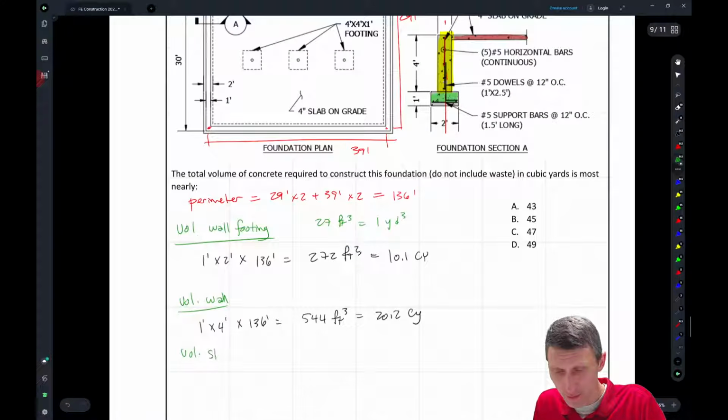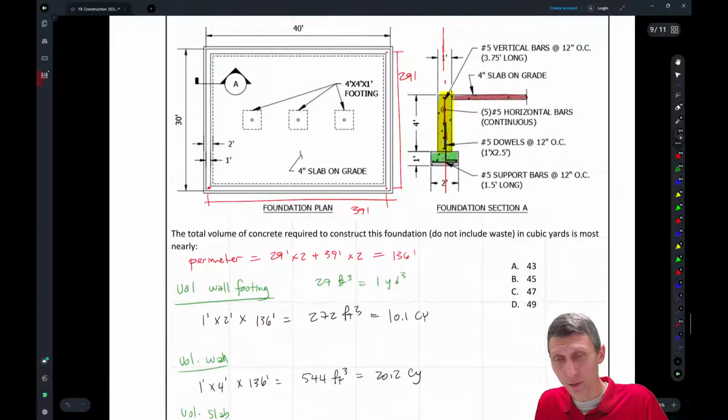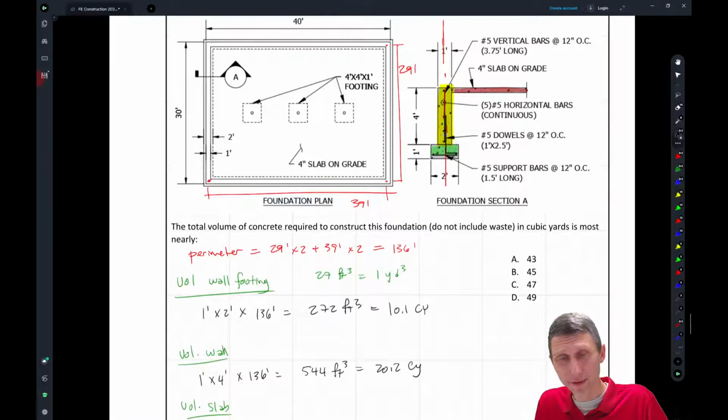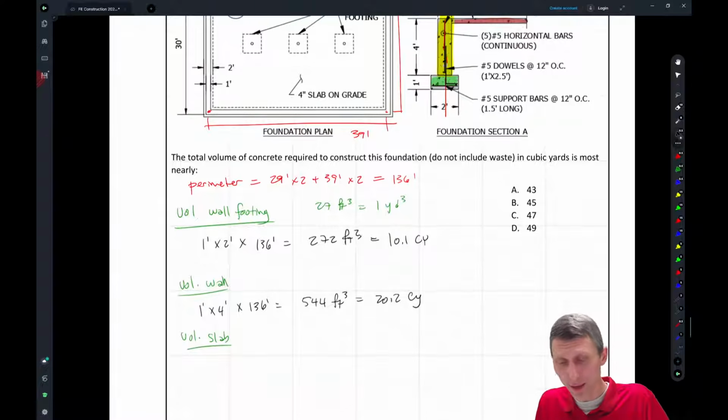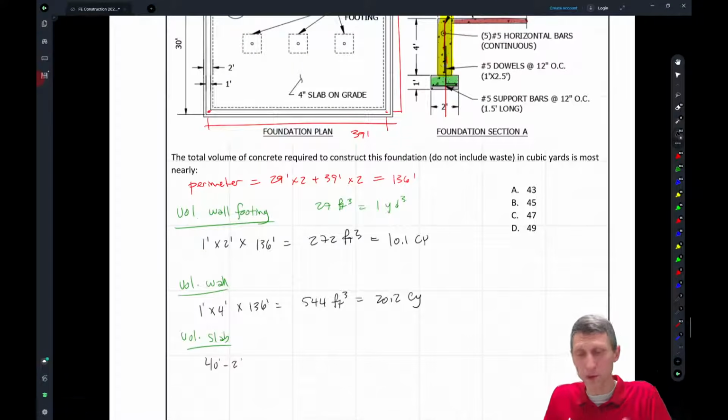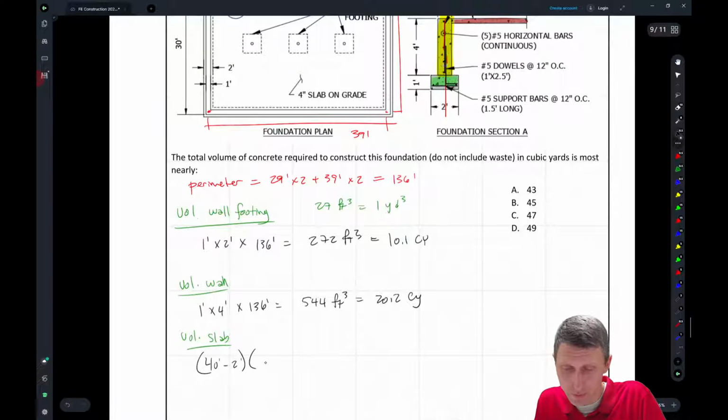Volume of the slab is equal to, well, this is where we have to get the area of the slab, and we haven't calculated the area of the slab yet, but the area of the slab is going to be 40 feet minus 2 feet, because we have to come in 1 foot for each wall, right? Times 30 feet minus 2 feet. And then times the thickness of the slab, so 4 inches divided by 12 inches per foot.